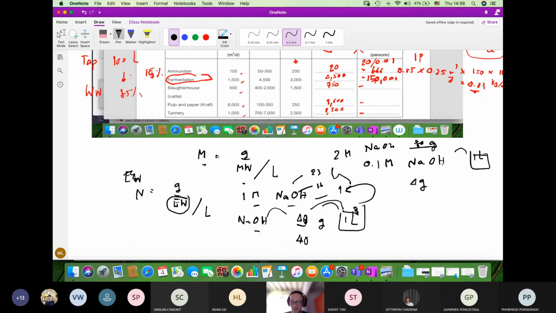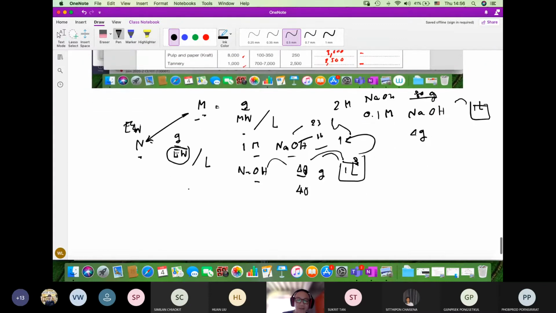But anyway, that is chemistry. Here I just want to explain that normality is something different from molarity. Instead of dividing by the molecular weight, normality is divided by the equivalent weight. So what is the equivalent weight? Equivalent weight is equal to the molecular weight divided by a number. So what is the number?